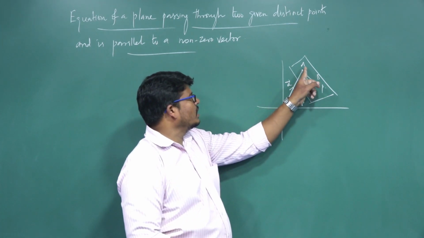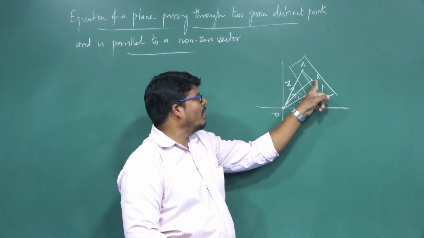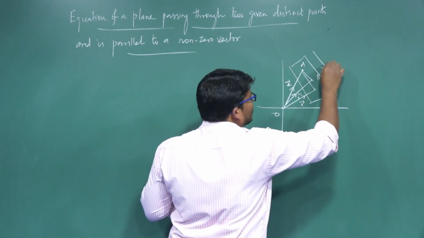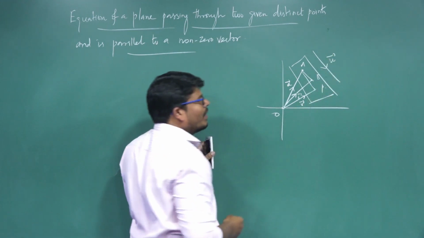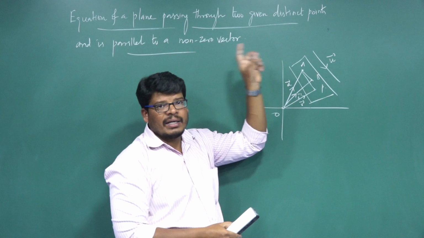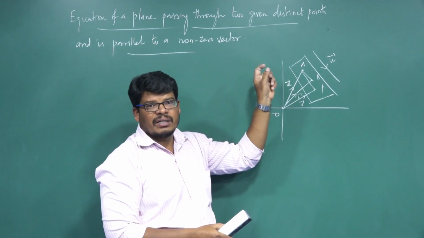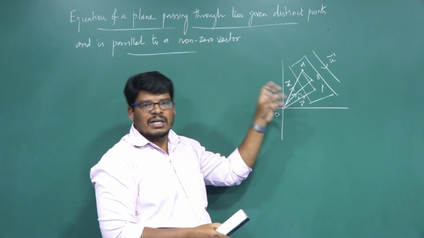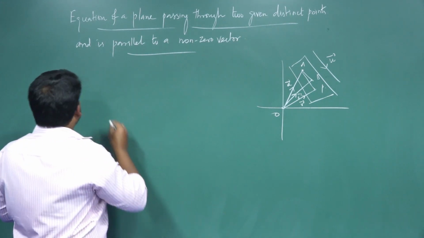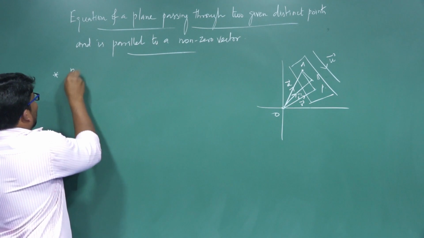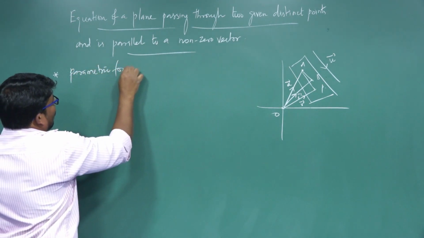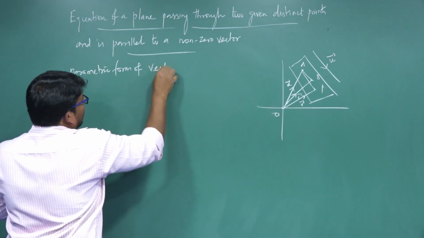Given two points, A one point and B the other point, and one parallel, the u vector is the parallel. Given two points and one parallel, find the parametric form of vector equation, non-parametric form of vector equation and Cartesian equation of the plane. So find the three formulas. First, now write the parametric form of vector equation.